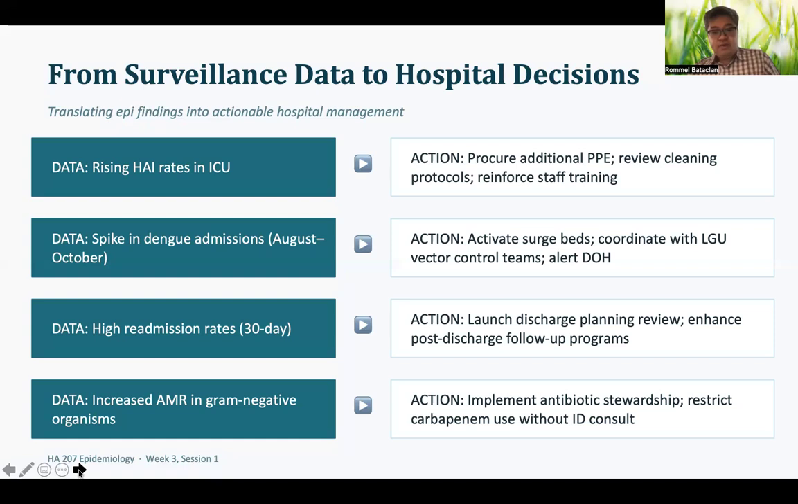And then finally, if you look into the biogram, this is the antimicrobial resistance pattern. There's an increase in the gram-negative organisms. So the action here is you should implement antibiotic stewardship and restrict the carbapenem use without a consult by the infectious disease specialist. This is a clinical governance decision, and the administrator's role is very important in this particular scenario.